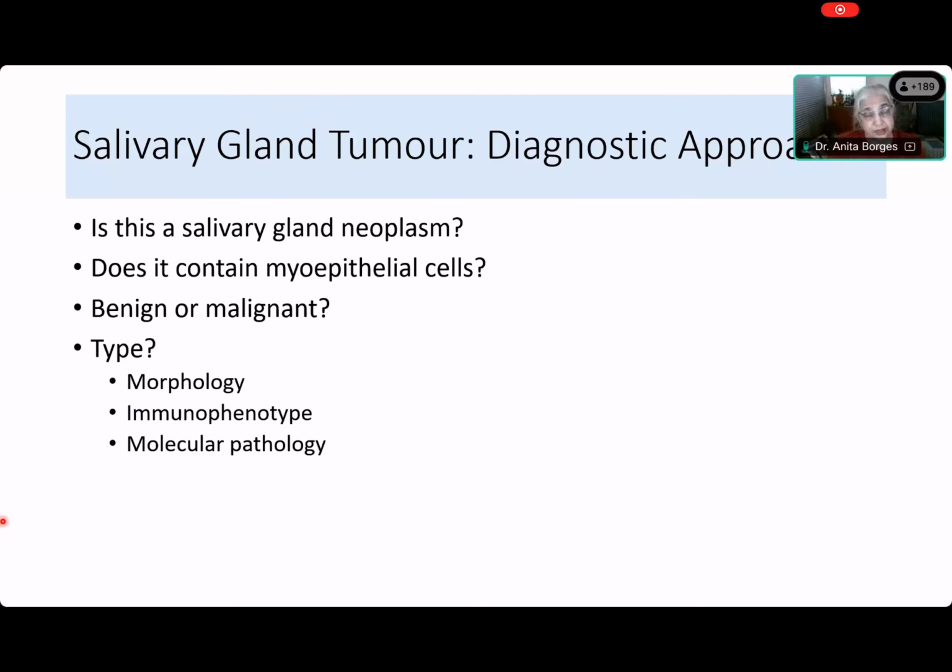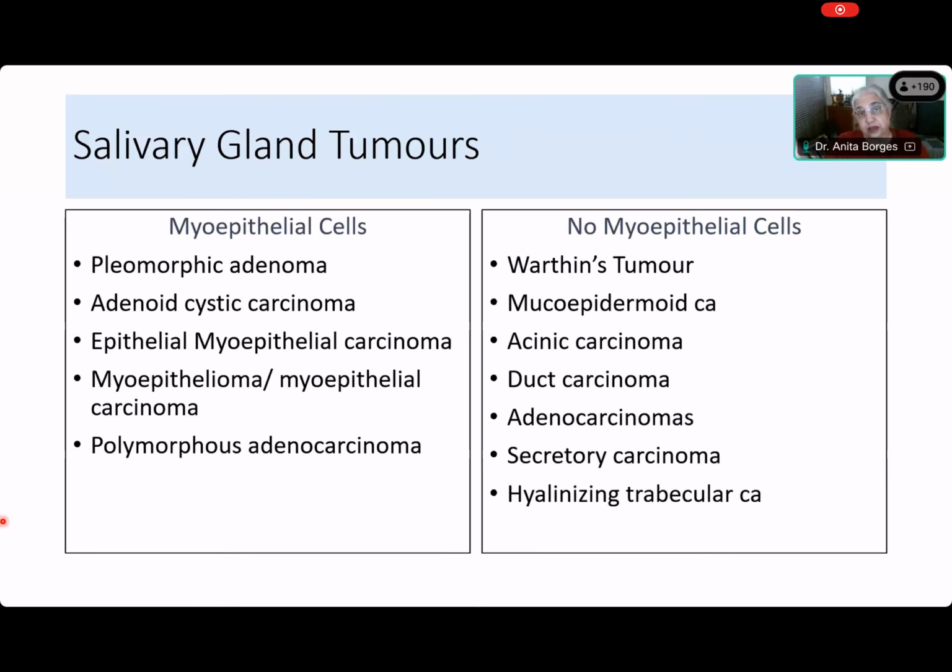Then the next question is, does it contain myoepithelial cells? If it does, then we forget about all the tumors that don't have myoepithelial cells. I just showed you all these tumors. It cannot be a mucoepidermoid, an acinic cell, a duct carcinoma, adenocarcinoma, secretory carcinoma, hyalinizing trabecular carcinoma, and of course it can't be a Warthin's tumor. A Warthin's tumor has a double layer of cells, but what is the outer layer, Akshara? The luminal layer is ductal and the outer layer is basal. Is basal. Very good. So it doesn't have myoepithelial cells.